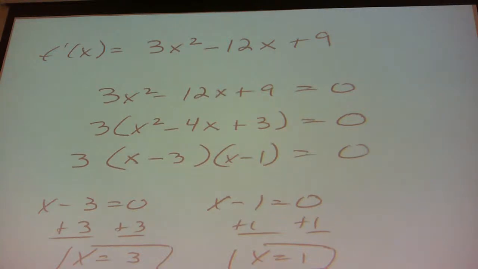Did anybody do it a different way? Nobody found a shortcut? I did the same thing, but I didn't take off the 3. Oh yeah, you could have done it without factoring the 3 first. Yep, you totally could have done that.